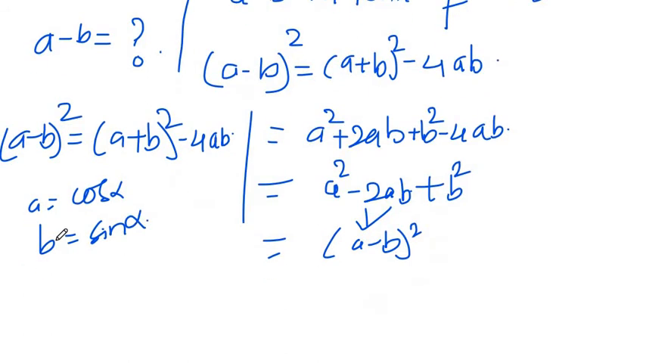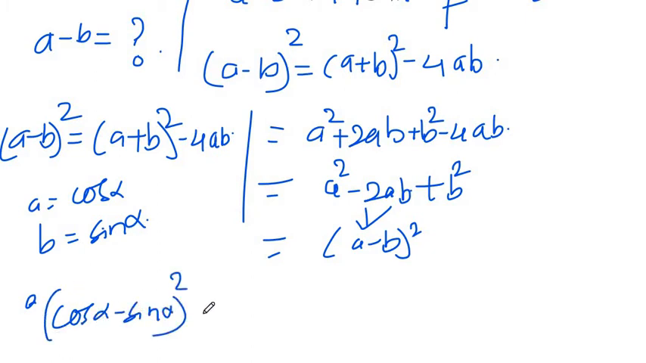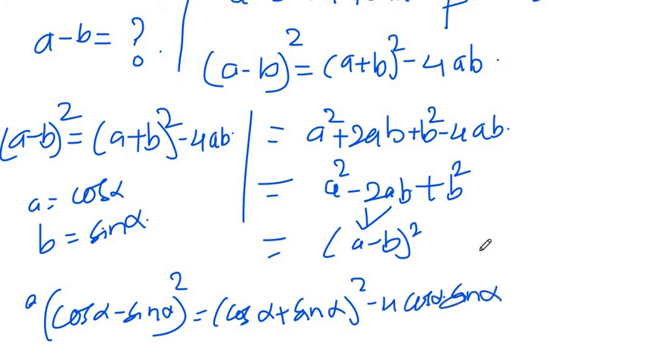So if we replace a by cos alpha and b by sin alpha, then this formula becomes (cos alpha minus sin alpha) whole square is equal to (cos alpha plus sin alpha) whole square minus 4. A is cos alpha and b is sin alpha. Why do we use this formula? You know that we need cos alpha minus sin alpha. Because of that, to get cos alpha minus sin alpha, we use this formula.